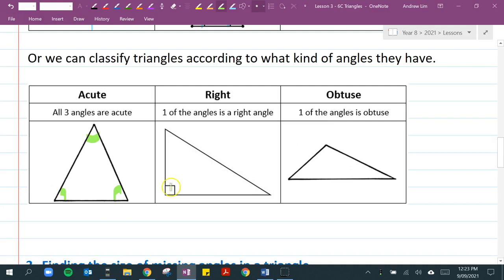A right triangle, or a right angle triangle, will have one of the angles being a right angle. That little square there means it's a 90-degree angle. And an obtuse triangle will have one of the angles being obtuse. So here we can see this angle here is more than 90 degrees, less than 180, so it's obtuse. So we can call that triangle there an obtuse triangle.